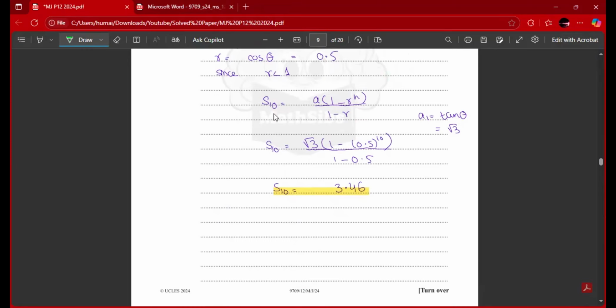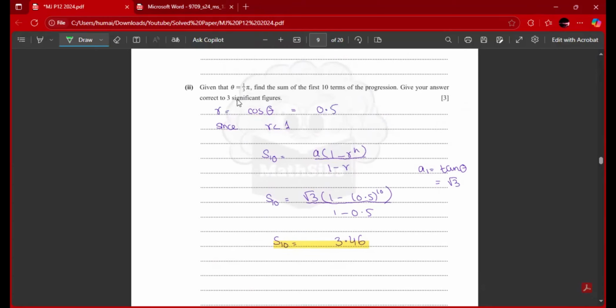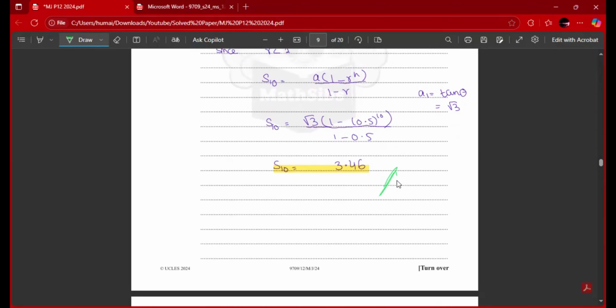So taking n as 10, we have the value of a, we have the value of r, we have the value of n. Substituting it, and they have given that it should be in 3 significant figures. So this is the answer in 3 significant figures.